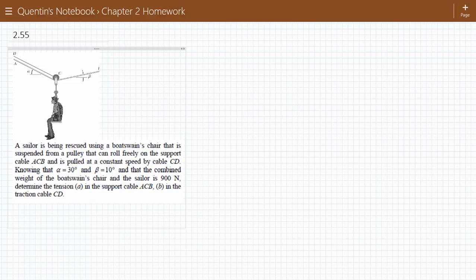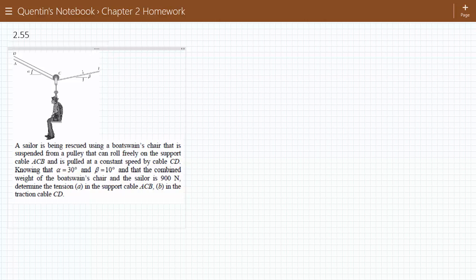Okay, let's look at this homework problem. This is homework problem 255. This is a good one to go over. Let's look at this for a second. So you have this sailor being rescued by this boatswain's chair, maybe is how I say it, I'm not sure. That's being suspended from a pulley that can roll freely, and freely is an important part of that. We'll come back to that. On this support cable. You know the angles, and so we're supposed to find the tensions in the cable.